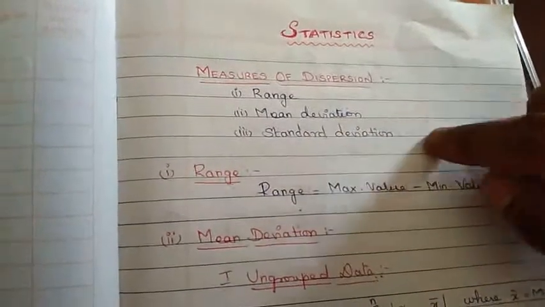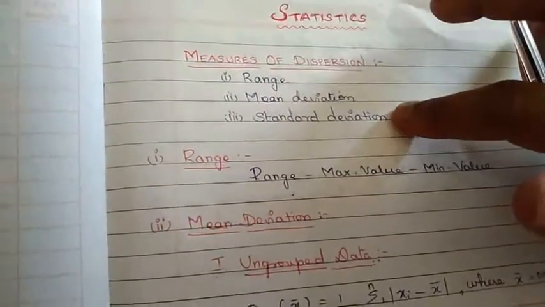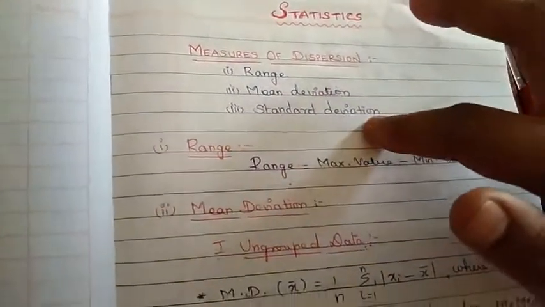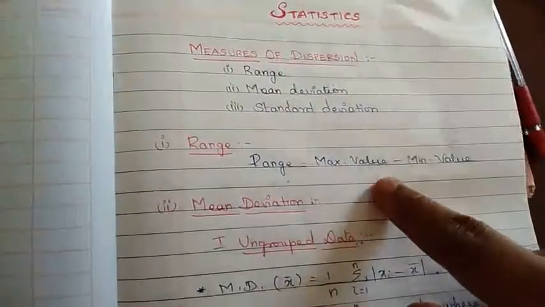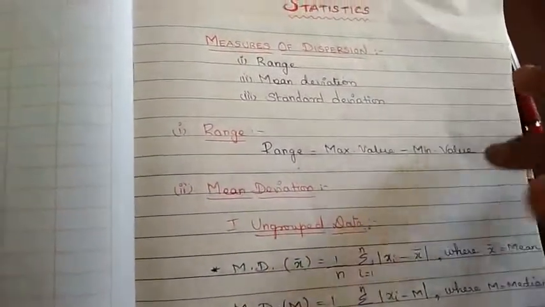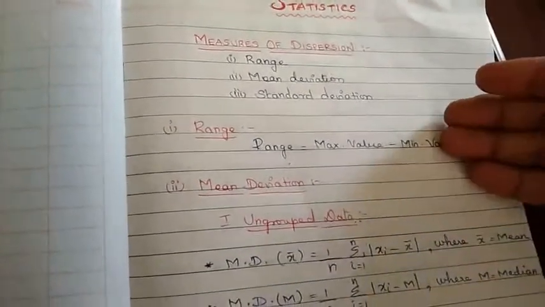What are the methods of dispersion? Range, mean deviation, standard deviation, and even we have quartile deviation, but in this class we have learnt only about these three. So what is meant by range? Range means maximum value minus minimum value. This is a common thing which we have learnt already.